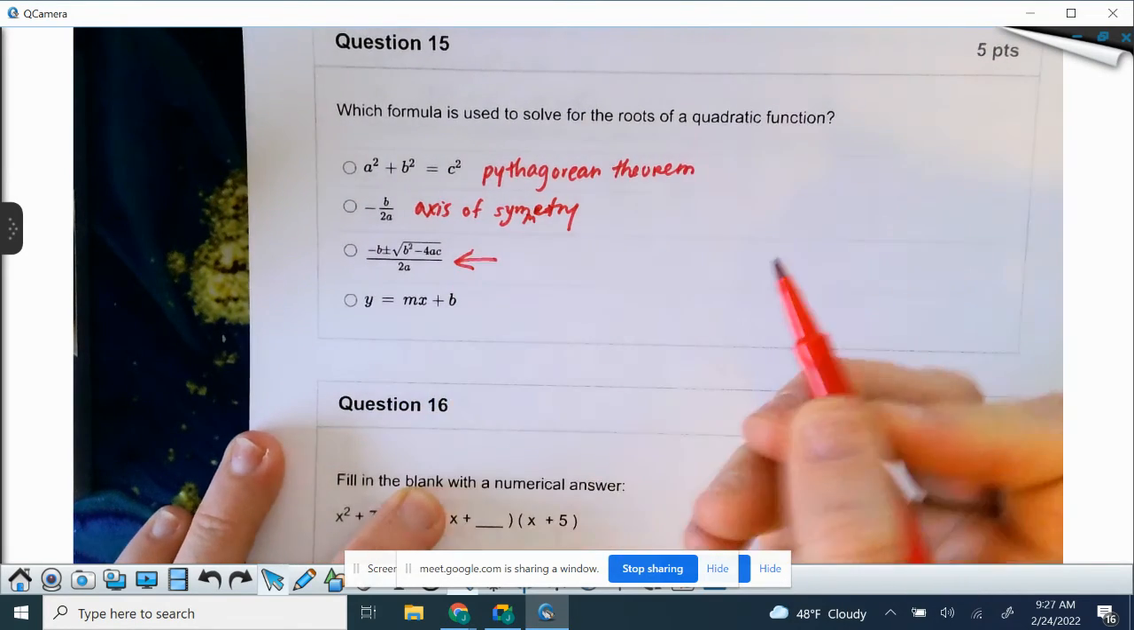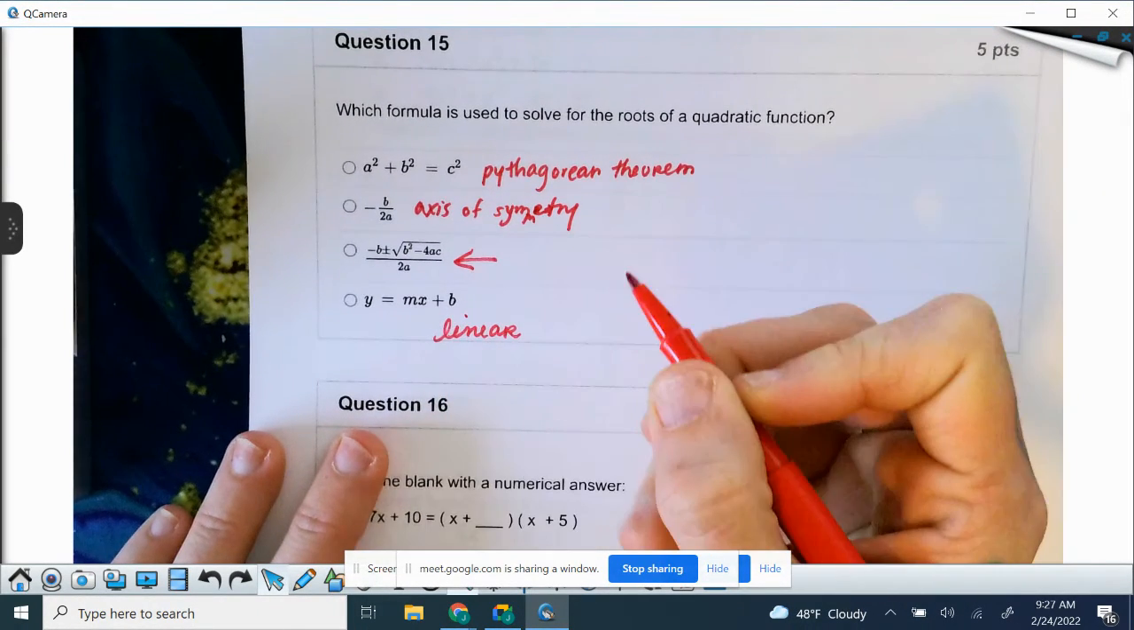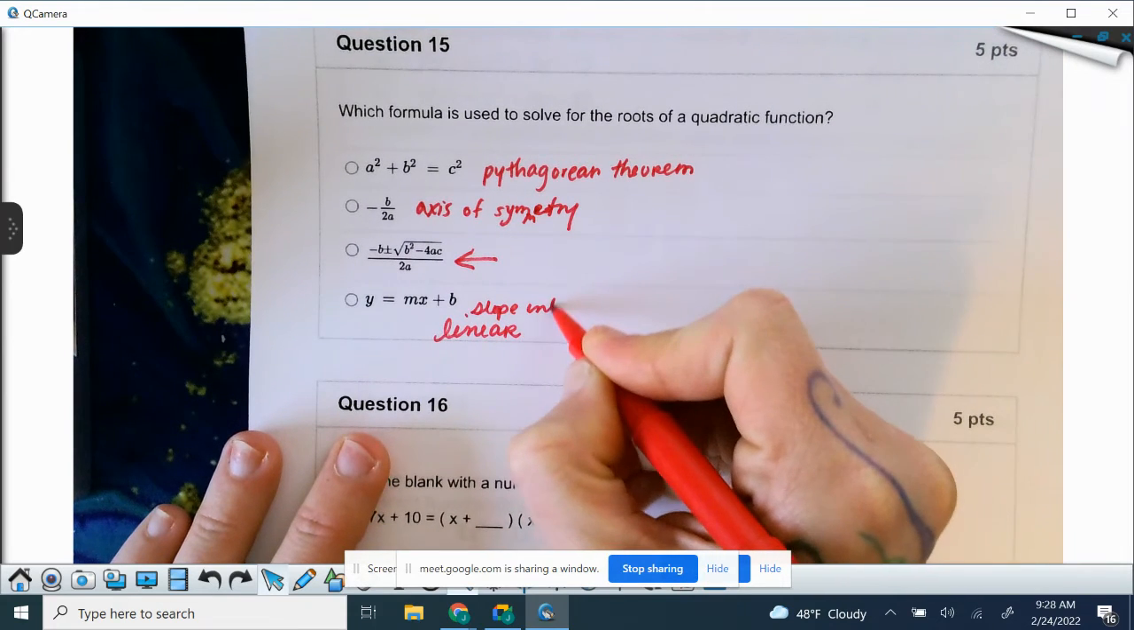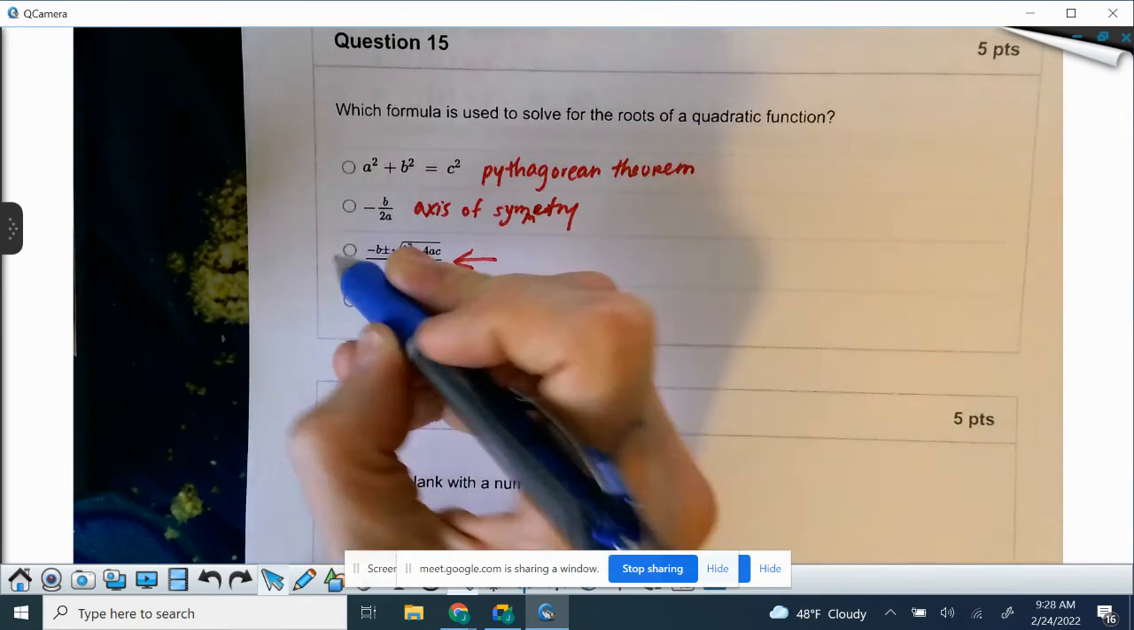Quadratic, and then your linear. This is just the form for a linear equation, your standard form. Or I'm sorry, slope-intercept form. So that's, again, not the right lesson, so it's definitely your quadratic formula here.